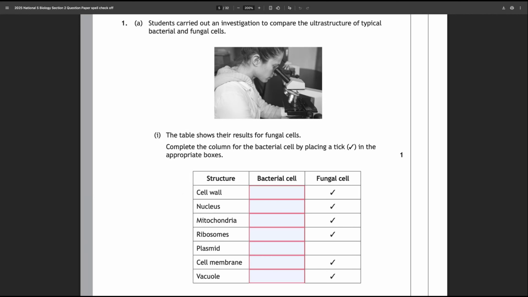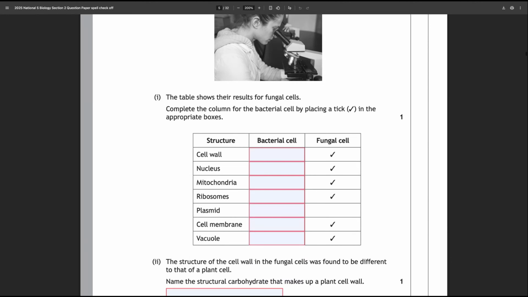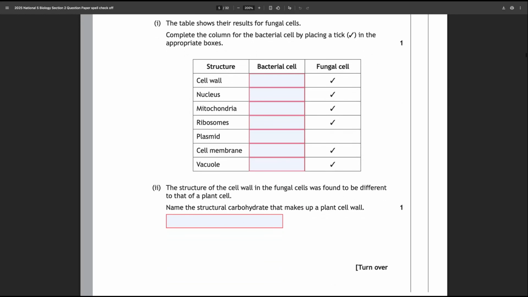Hi there, welcome to section 2 of the 2025 National 5 Biology paper. We're going to go through each of the questions in section 2 as well and just check the answers, but also explain where it's needed. So question 1A, students carried out an investigation to compare the ultrastructure of typical bacterial and fungal cells. Part 1, the table shows their results for the fungal cells. You have to complete the column for the bacterial cell by placing a tick in the appropriate boxes.